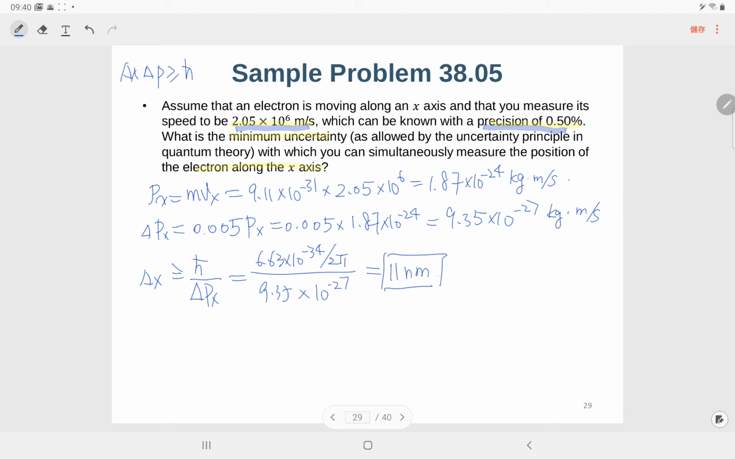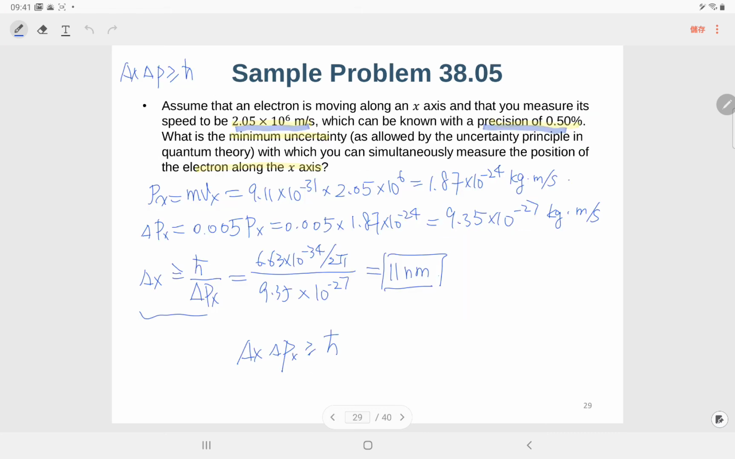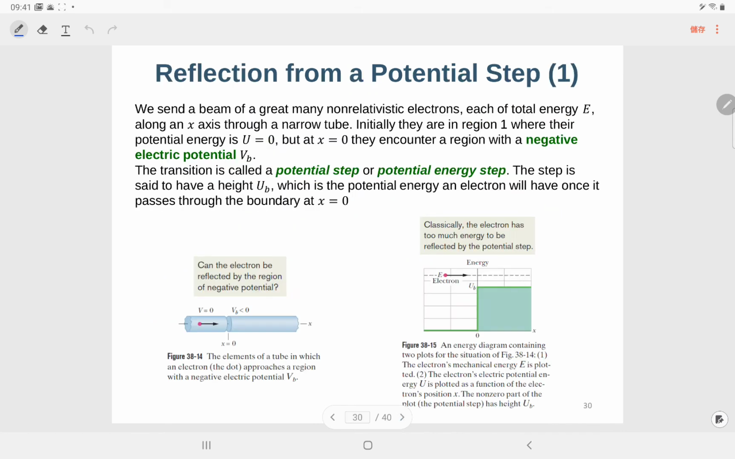So when you just read the book, the Heisenberg uncertainty principle is nothing but delta x delta p larger or equal to h bar, but actually it's related to the Fourier transform. So any question regarding this one? If no, we'll talk about the refraction from a potential step.